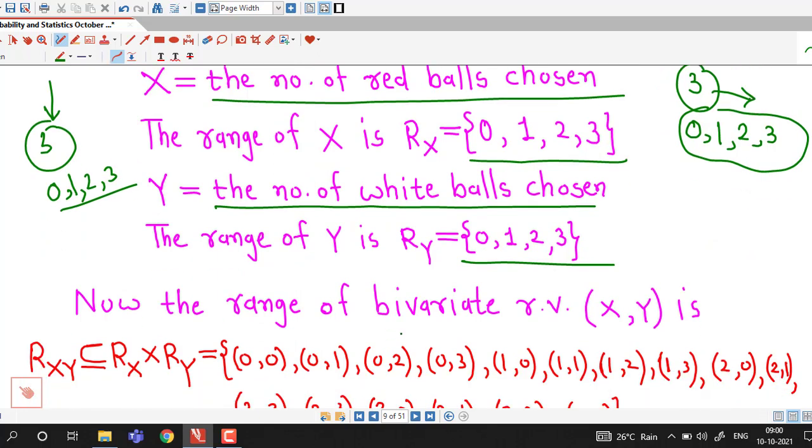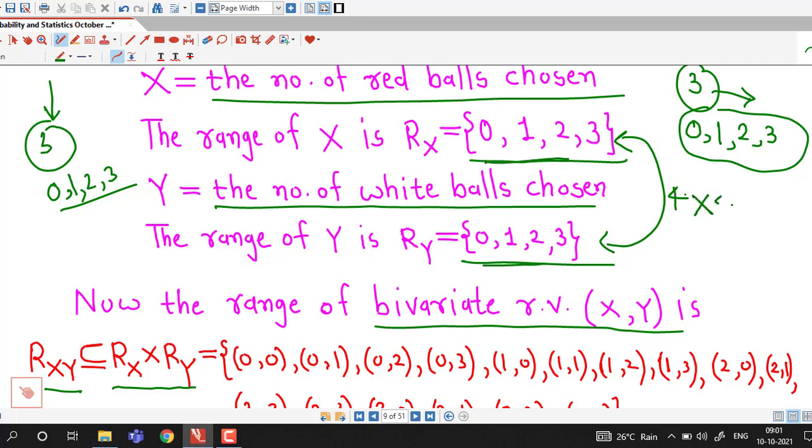Now we know that the range of the bivariate random variable, the ordered pair XY, is denoted by R suffix XY, and it is a subset of the Cartesian product of the range of X and the range of Y. So if we take the Cartesian product of these two sets, there are 4 elements in this set and there are 4 elements in this set. So we have total 16 ordered pairs in the Cartesian product of the range of X and Y. So this we can write in this way.